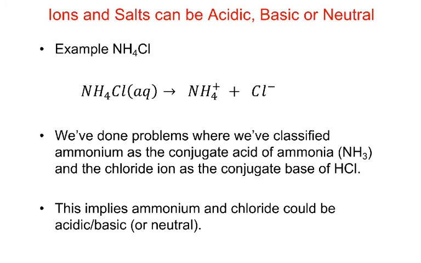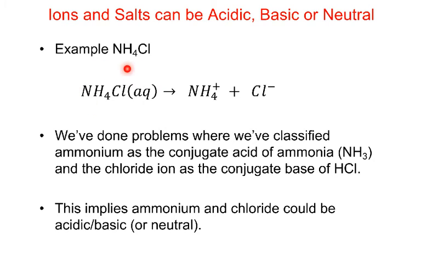In this video, and a couple other ones, we're going to look at how ions can be classified as acidic, basic, or neutral. Up till now, we've been dealing with acids and bases that can be pretty clearly identified as such. But if we were given ammonium chloride, we would have classified that as an ionic compound, not as an acid or a base.